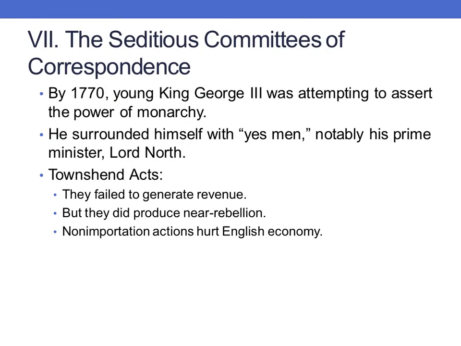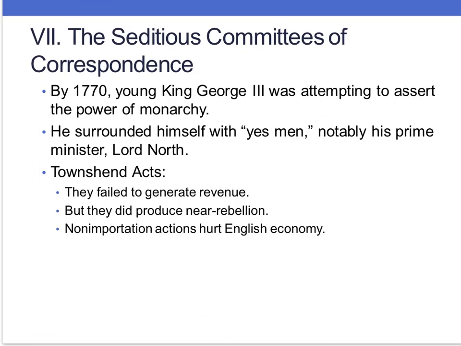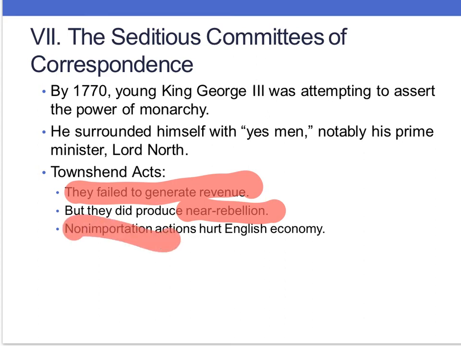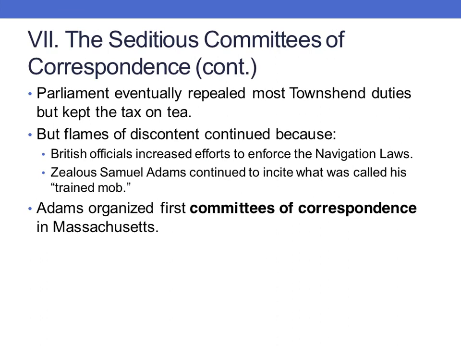Although the Townshend Acts were not popular back in England, George III was, as it says right there, attempting to assert the power of the monarchy. He didn't really have the best people around him, namely his Prime Minister, Lord North. What's also going to happen is that the money they were generating really wasn't enough, because the colonists were smuggling, remember? It did, though, as it says there, cause rebellion, and in turn it caused that non-importation agreement to be back in effect, which was hurting the English economy.